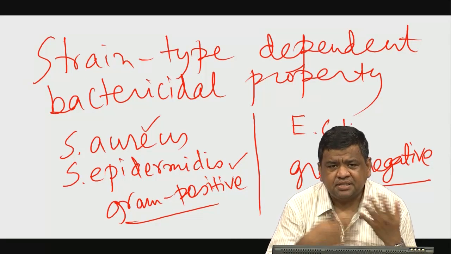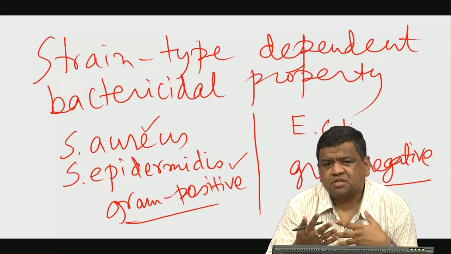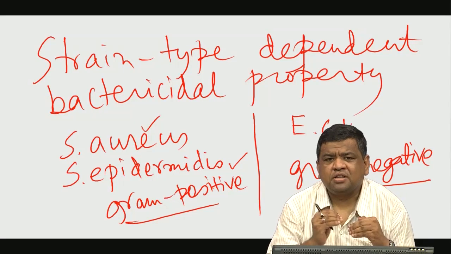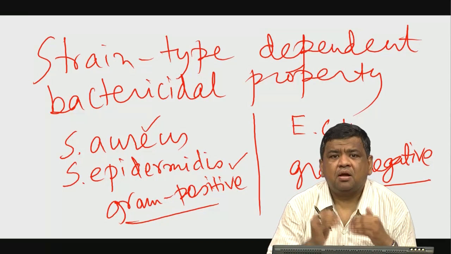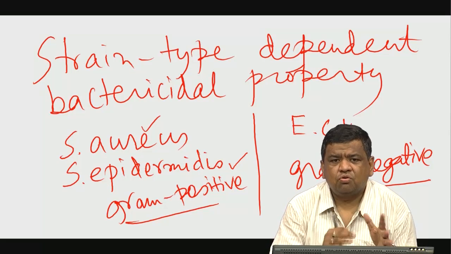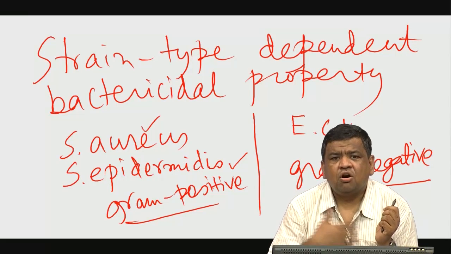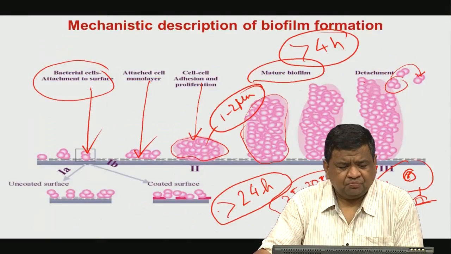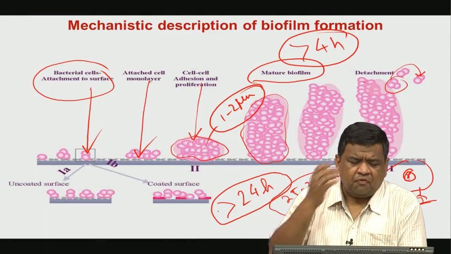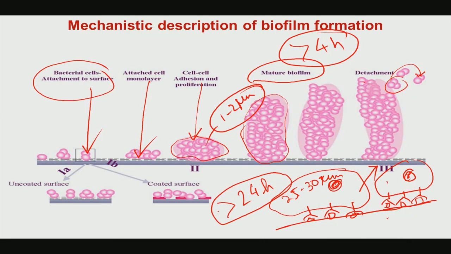Now, to confirm this, typically in biology it is very common to use not only one cell type or one strain type, but multiple of those to confirm certain evidence or certain mechanism, whatsoever it is. Now, just to refresh your mind on biofilm formation and its mechanistic description. So, the initial stage is that 1 or 2 bacteria will come and adhere to this material substrate.